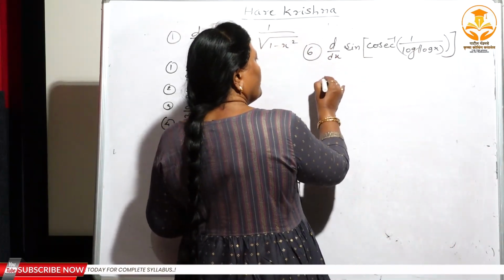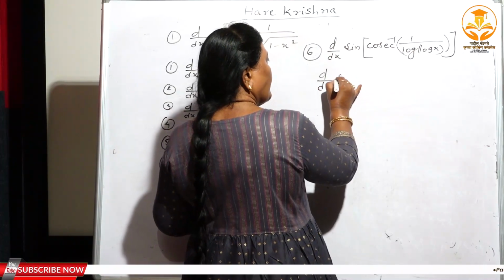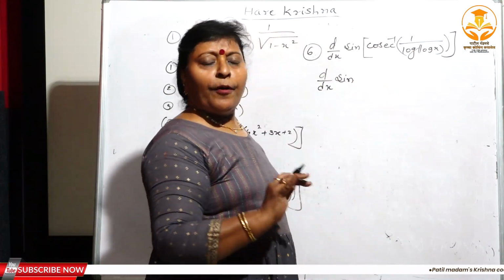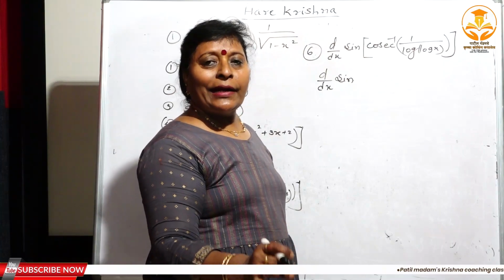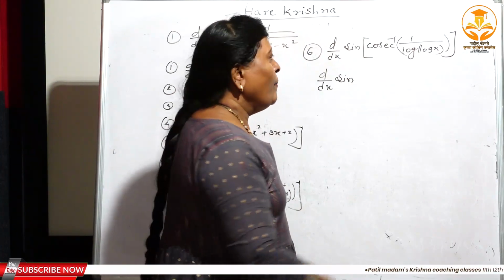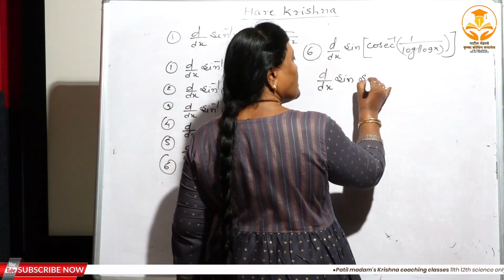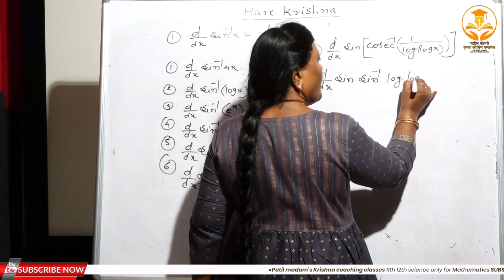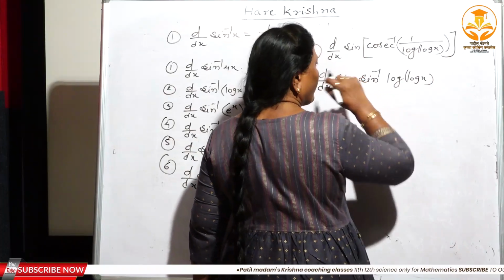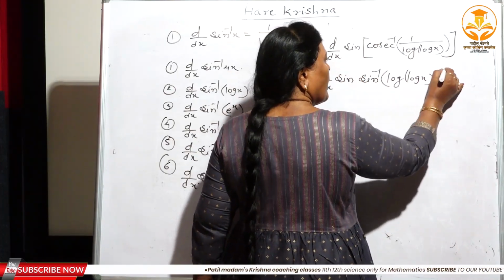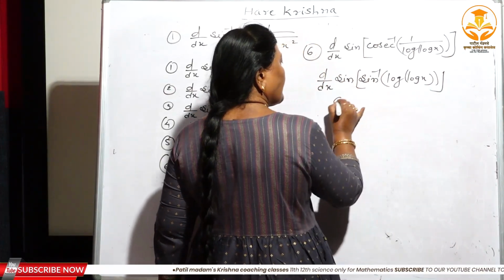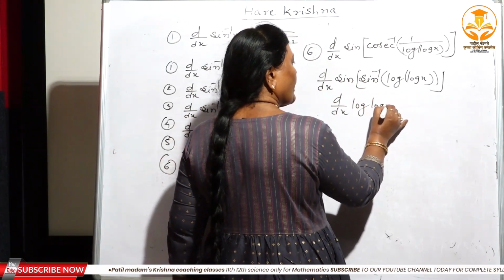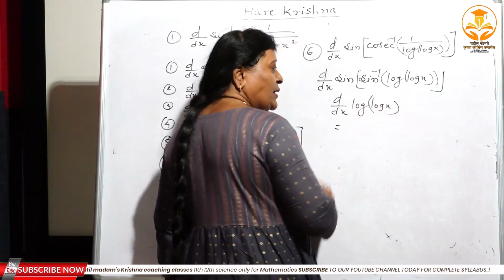What can you do? Now see, d/dx of sine, and this cosec inverse you can convert in the form of sine inverse again by taking the reciprocal of the angle. This cosec inverse you can write as sine inverse. The reciprocal of 1 upon log of log x you can write as log of log x, and here the sine and sine inverse get cancelled, leaving d/dx of log log x. Right? Therefore, it's quite easy.